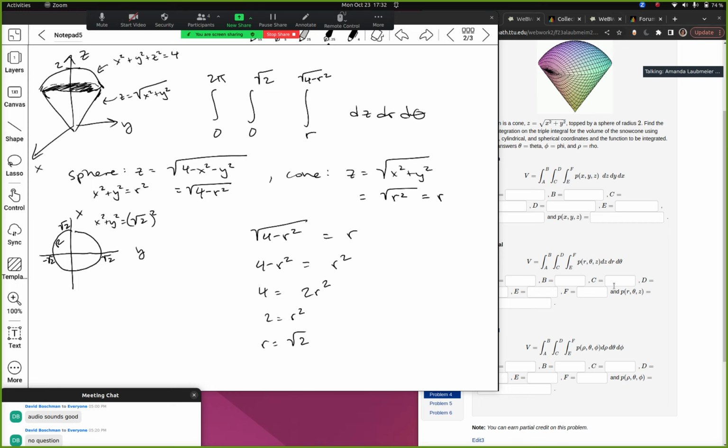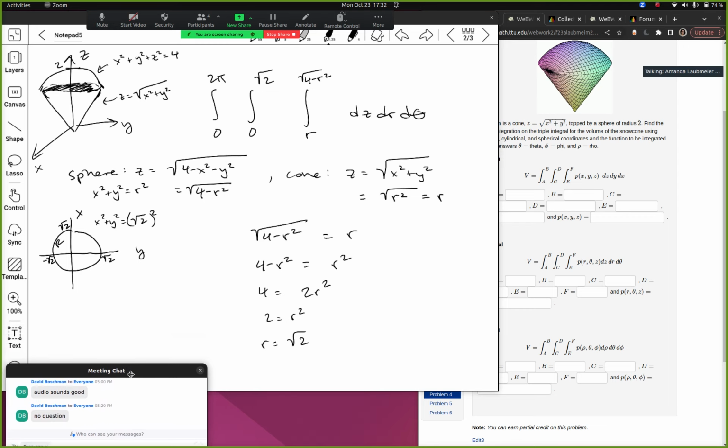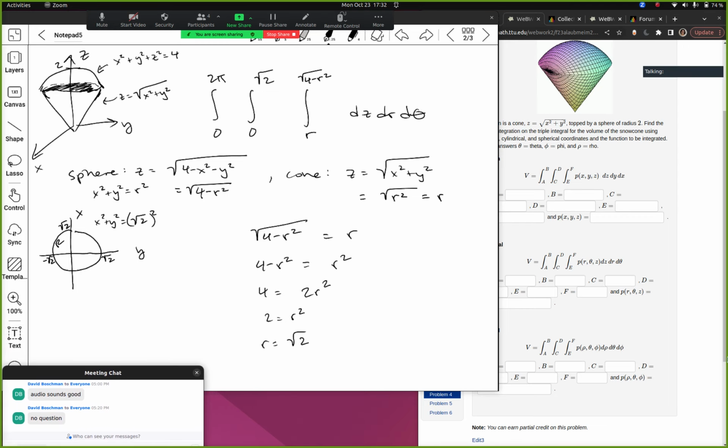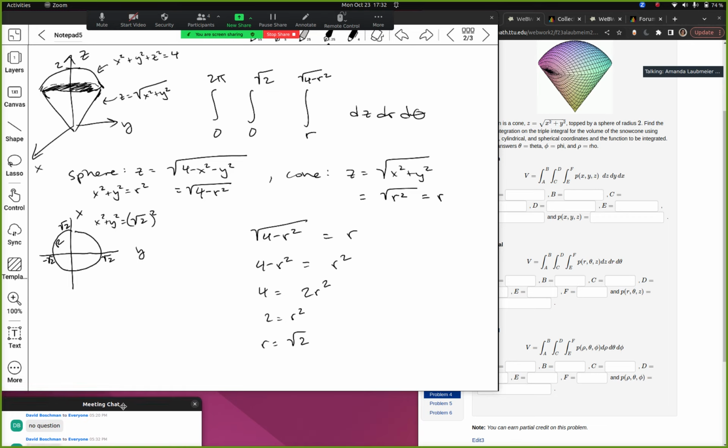They tend to be pretty quick after the Cartesian, because they have one thing in common. Any questions up to there? Okay, thank you, David, for typing things.